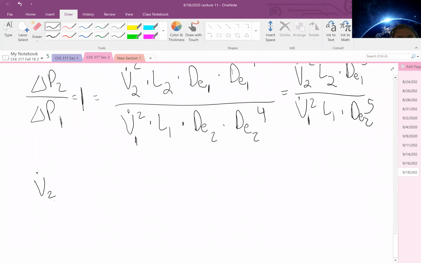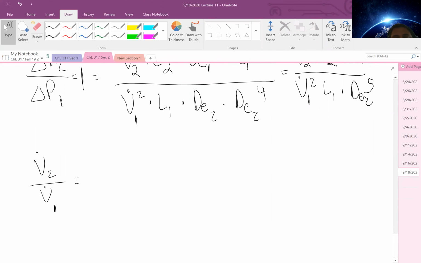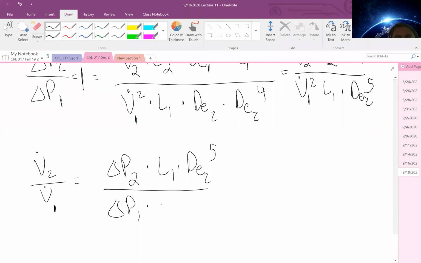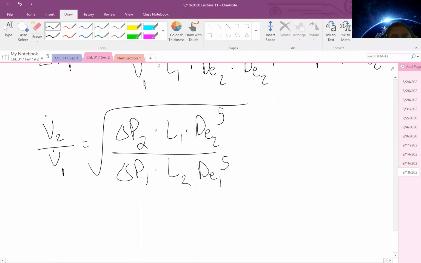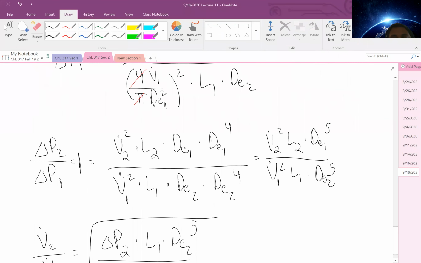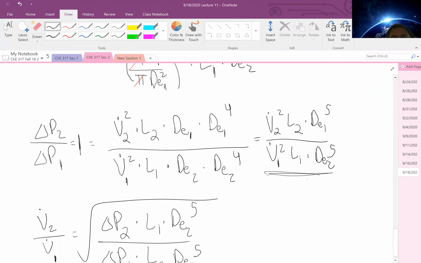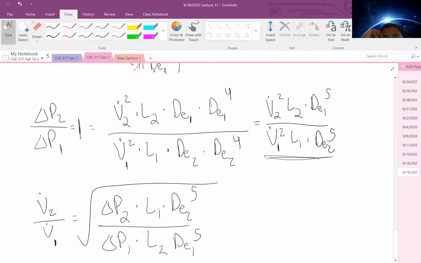I can solve for the change in flow rate without actually having to put any values in my expression. And what I'm left with is this final expression, delta P2 over delta P1 times L1 over L2 times DE2 to the 5th divided by DE1 to the 5th, all of that square rooted. And that's just rearranging this expression here to solve for my V2 over V1.